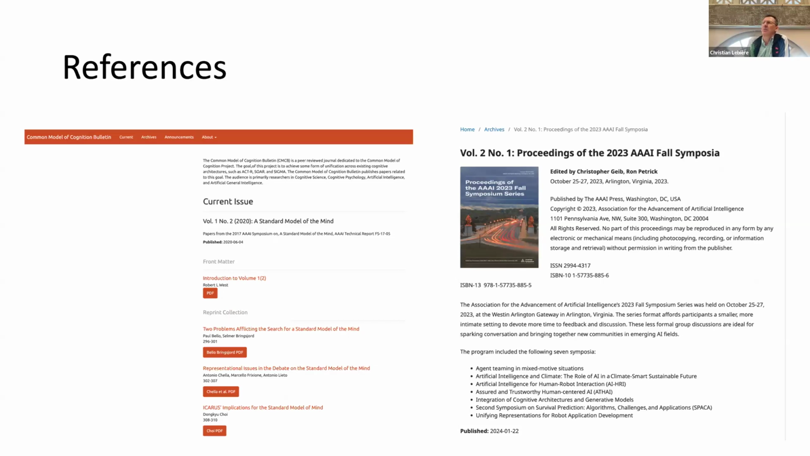There is a website and online journal called the Common Model of Cognition Bulletin, where you can read a lot of papers associated with the common model of cognition. And then on the right is the proceedings of the AAAI Fall Symposium, where almost all of the papers were published online. Thank you.